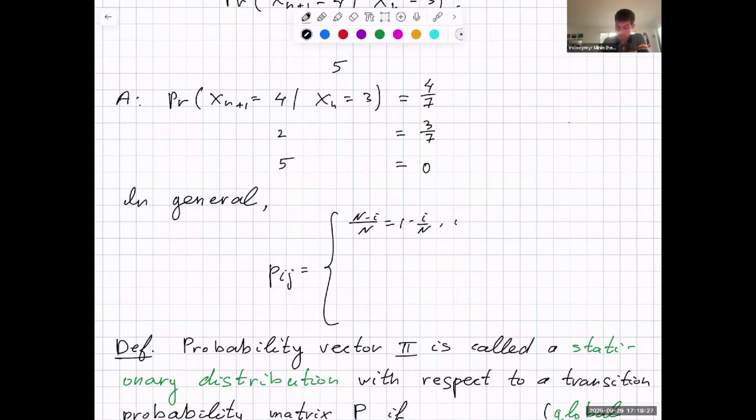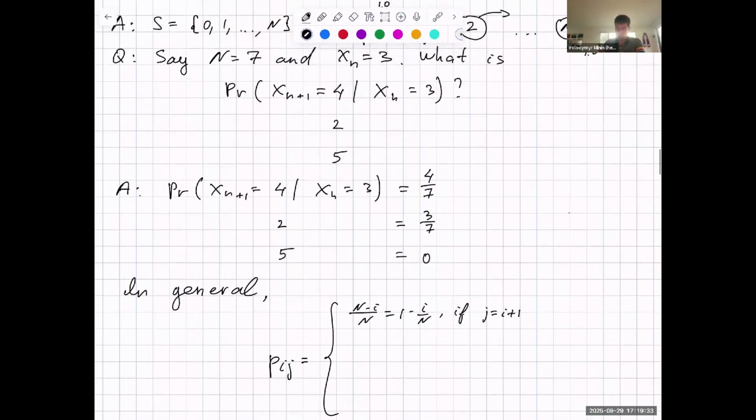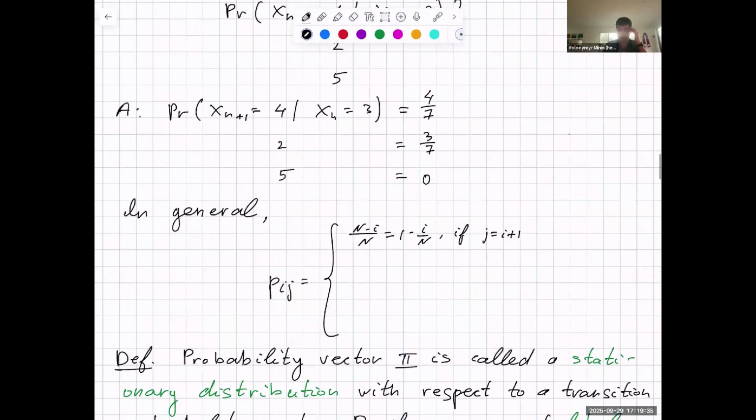So if I want to go from I to J, and J is I plus 1, that means I am increasing the count, right? So in order to increase the count of my left box, I need to grab from the right. So that means on the right box, I have n minus I. So this n minus I is the number of molecules.